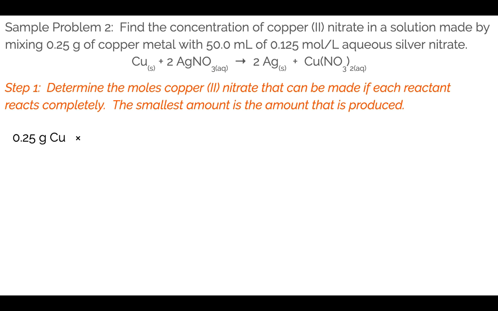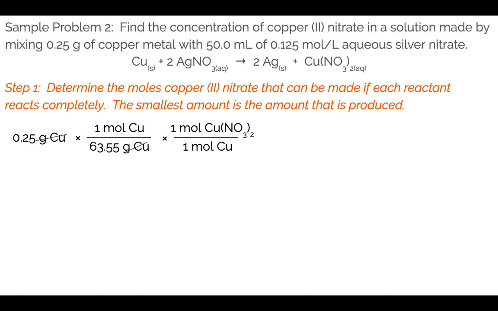So we have 0.25 grams of copper. We use the molar mass of copper to get to moles of copper. And then we're going to use the mole ratio to figure out how many moles of copper(II) nitrate. In this case, it's just a 1-to-1. So that tells us that if all of the copper reacts, we would have 0.0039339 moles of copper(II) nitrate.